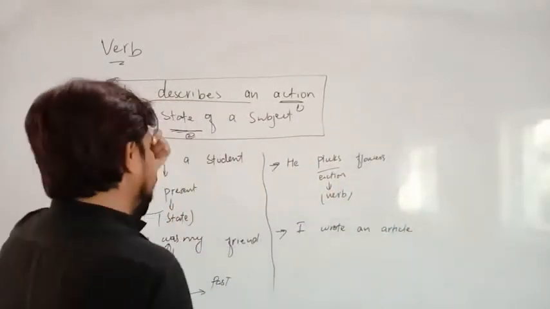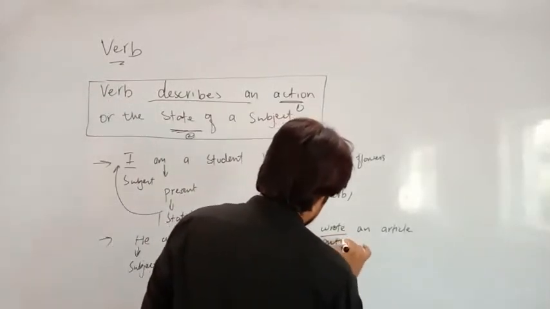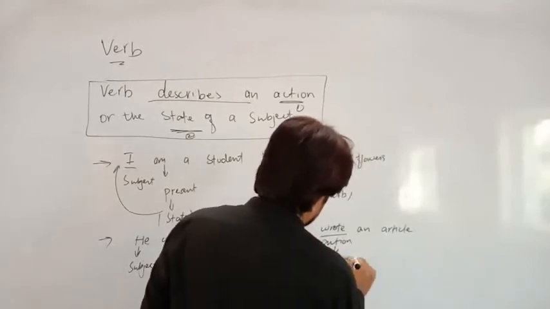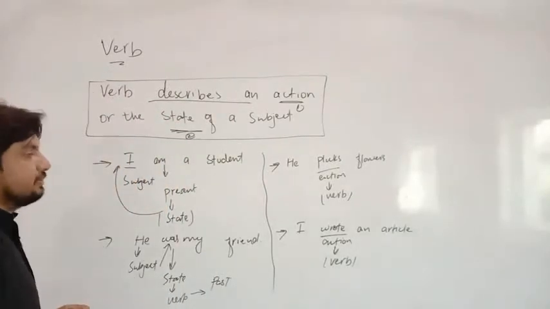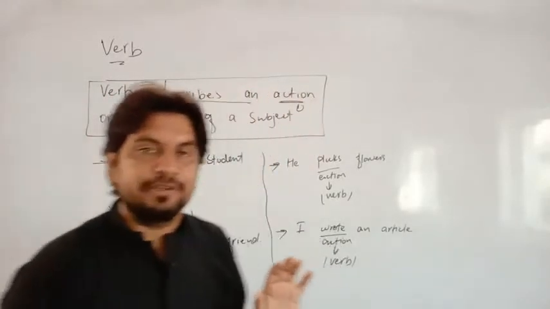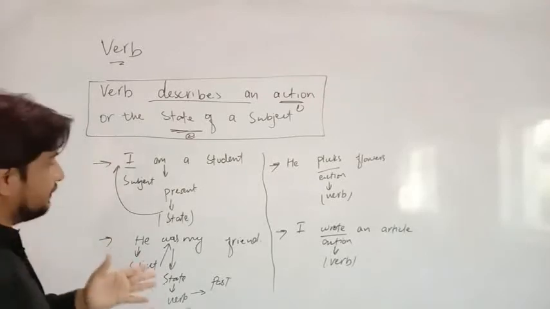I wrote an article. So here, wrote is an action and it would be taken as a verb. So in these two examples, it has been explained that both sections of the definition, one is related to action and the other is related to the state of a subject.